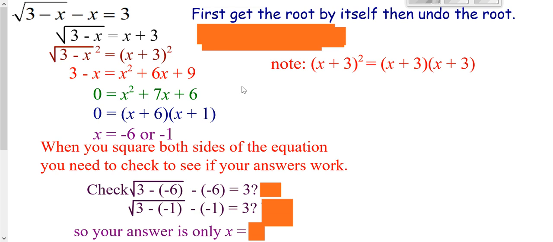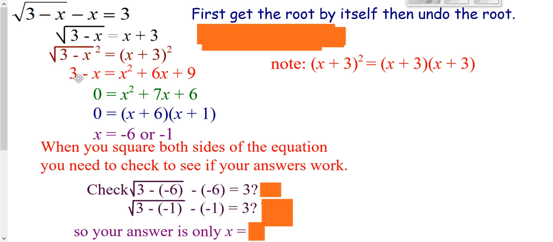As a side note, whenever you end up squaring both sides, like we did right here, it's common to get answers that don't work. Those are called extraneous solutions. Now, it's possible they'll both work, it's possible neither will work, and it's likely that one of them will work. So we got to check these back into the original problem.